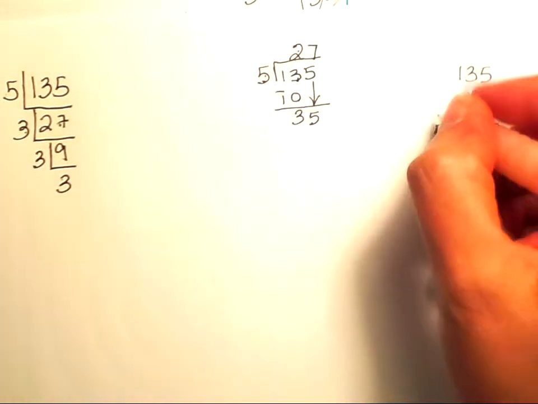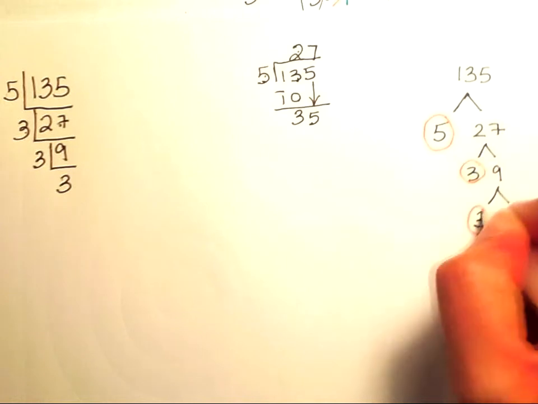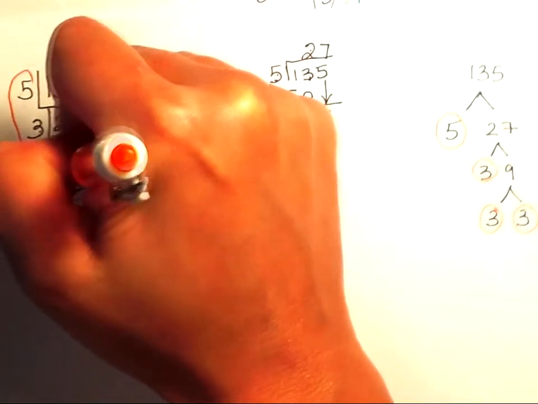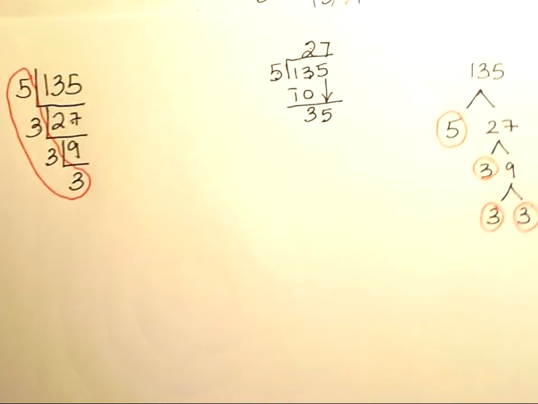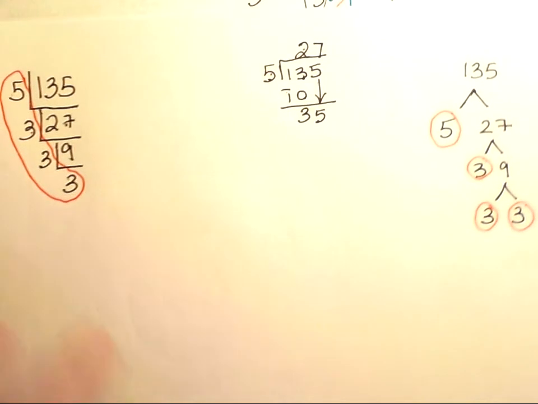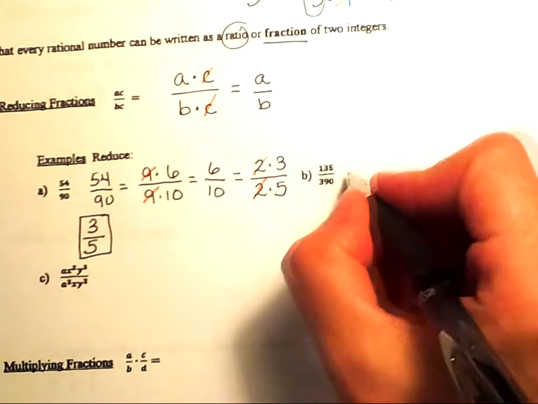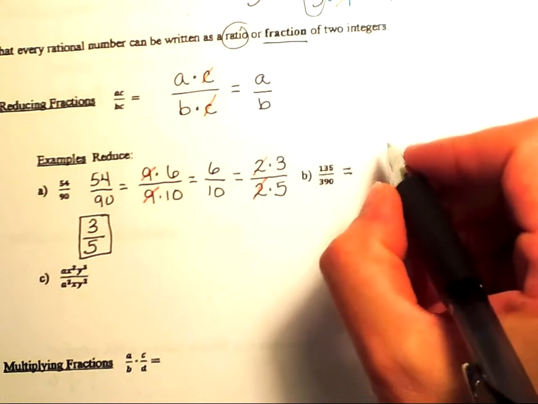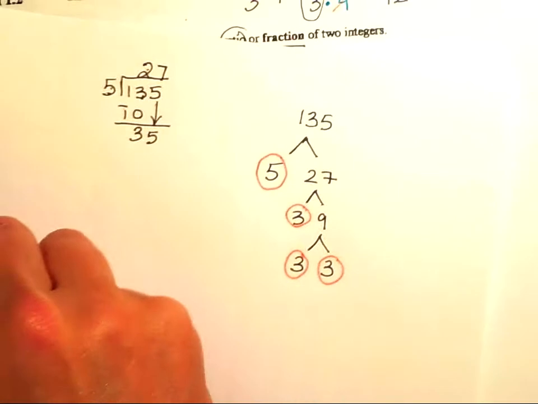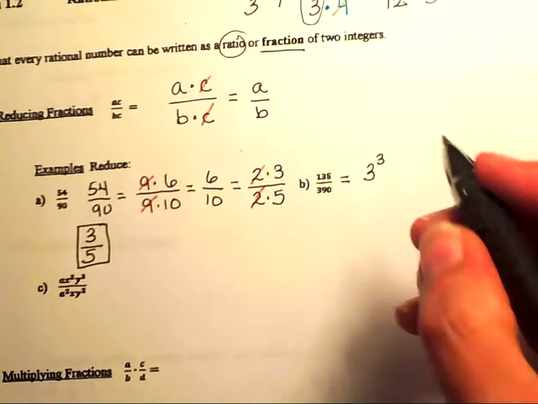Now in the factor tree version, that means the prime factorization of 135 is 5 times 3 times 3 times 3. In my version, the prime numbers are on the outside. Okay. So either way you choose to do it, or if you have your own method, that's fine as well. So I know I can write 135 as 3 cubed, 3 times 3 times 3, times 5.